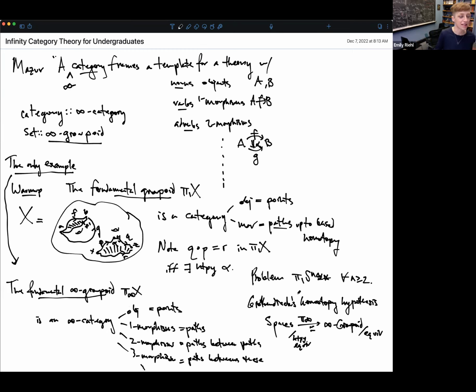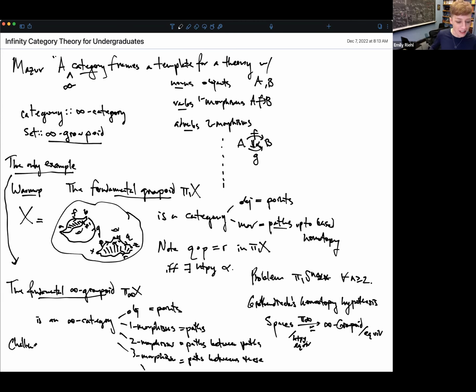Another perspective is that a synonym for infinity groupoid is the notion of homotopy type. So it's a space up to maybe weak homotopy equivalence. It's the data of a space that's captured by its set of path components, its fundamental groupoid, and then all the higher homotopy groups as well. This is the sense in which the fundamental infinity groupoid is a good invariant of topological spaces. It completely distinguishes between homotopy types. But there's a challenge, as I haven't really explained yet how this structure is like a category.